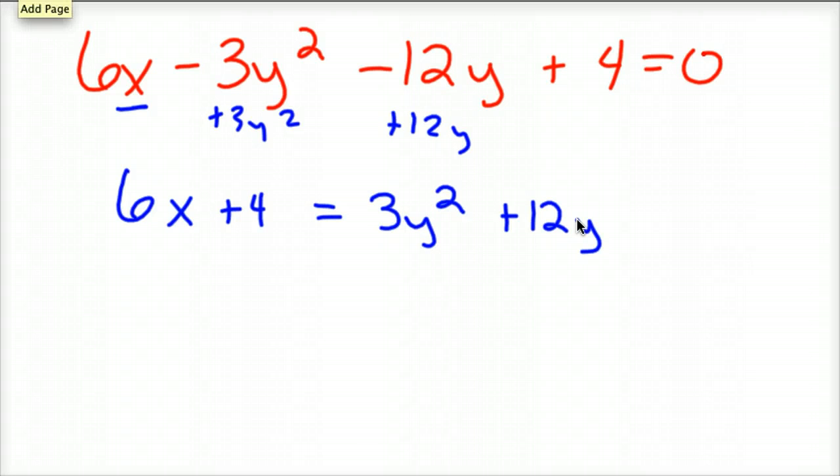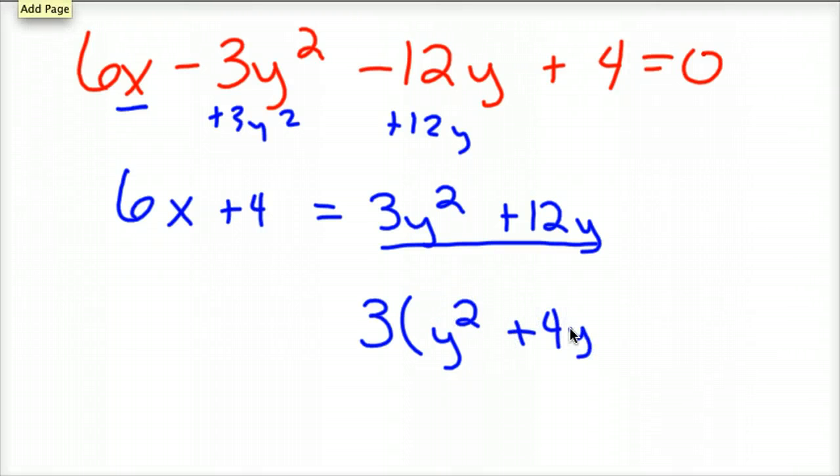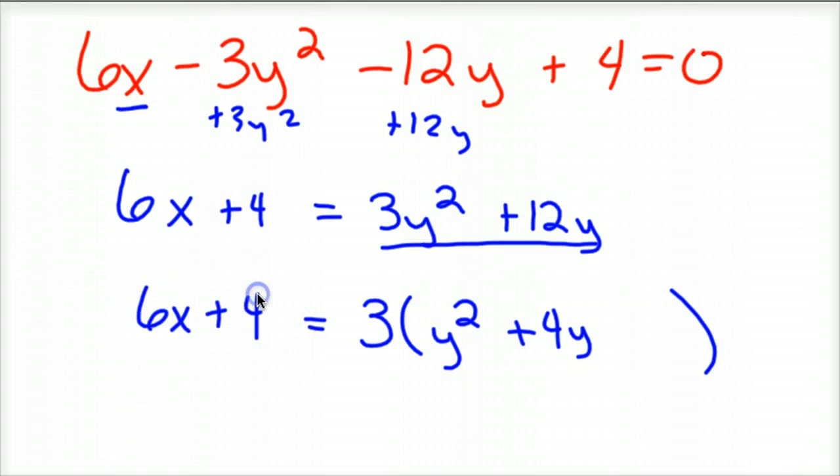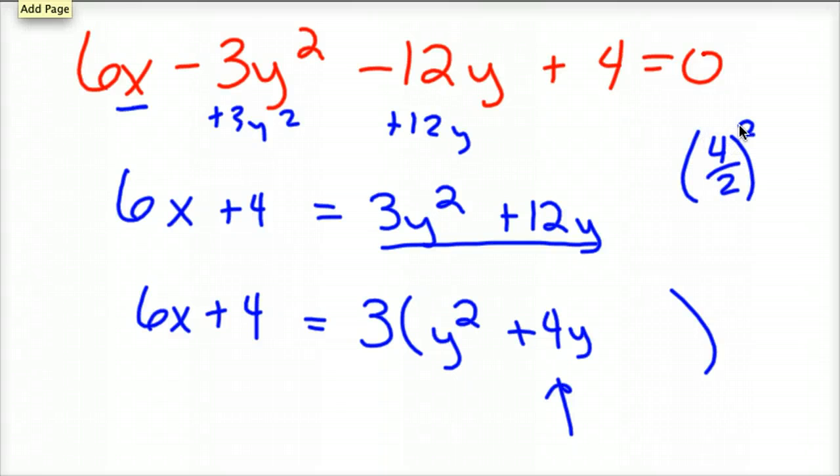Well, if you remember completing the square, the first thing you have to do is factor out a 3 out of that thing. So you'd have 3 times (y squared plus 4y). And then we're going to complete the square on it. And then we'll leave the 6x plus 4 alone. And what you do is you take the middle term, which is the 4, divide it by 2 and square it. So I'm going to do that off to the side here. So 4 divided by 2 is 2. 2 squared is 4. So I'm going to add 4 here.